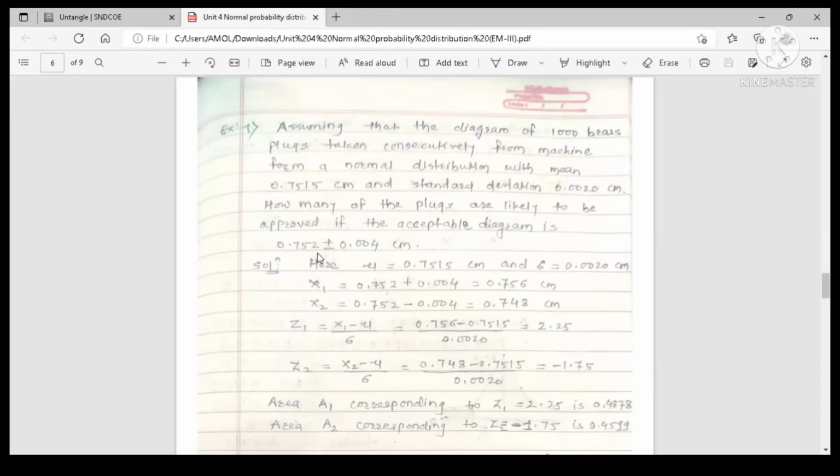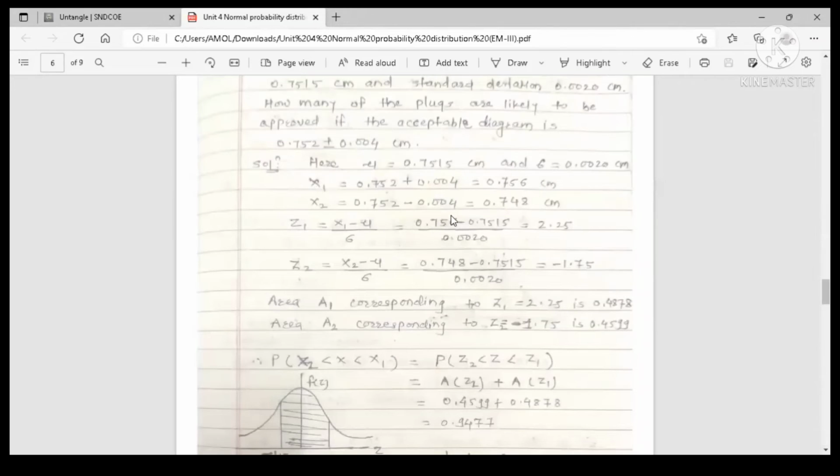What is x2? You subtract 0.004 from 0.752, and so the calculated value is 0.748 centimeter. So these are the values of x1 and x2. Now from x1 and x2, you find z1 and z2. You convert x1, x2 in terms of z1, z2. So z1 is (x1 minus mu) upon sigma and z2 is (x2 minus mu) upon sigma. Here you put the values of x1, mu and sigma, x2, mu and sigma. Simplify and calculate. Z1 is 2.25 and z2 is minus 1.75.